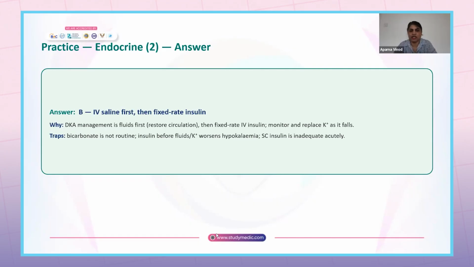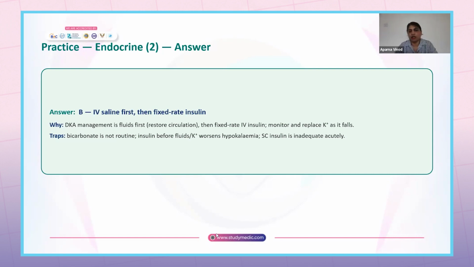So it is not step by step as such. We start fluids, we give fixed rate insulin, and we have to monitor and see if there is potassium depletion and replace that. So in diabetic ketoacidosis, even though you have noted that the bicarb was only 9, we do not initiate bicarbonate treatment. It is not routine because it corrects by itself. When we are correcting the acidosis with insulin, it will correct by itself.